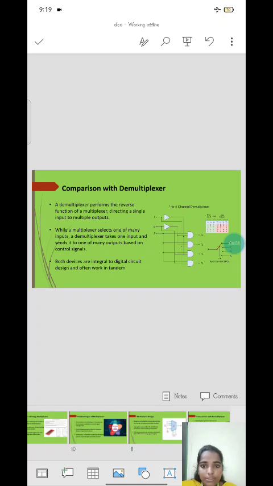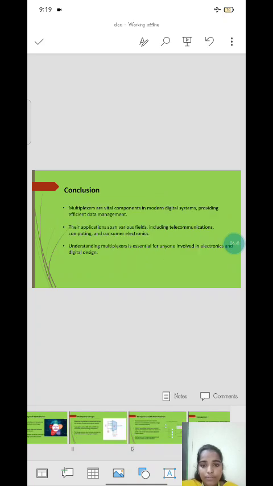Comparison with a demultiplexer. A demultiplexer performs the reverse function of a multiplexer, directing a single input to multiple outputs. In a demultiplexer, we pass a single input line and get many output lines. While a multiplexer selects one of many inputs, a demultiplexer takes one input and sends it to one of many outputs based on control signals. Both devices are integral to digital circuit design and often work in tandem.